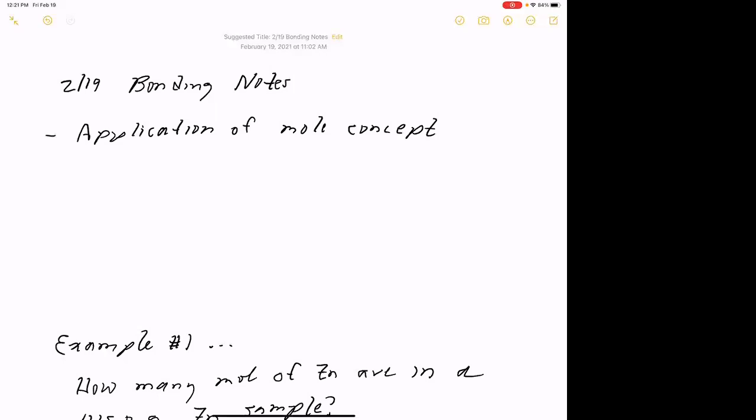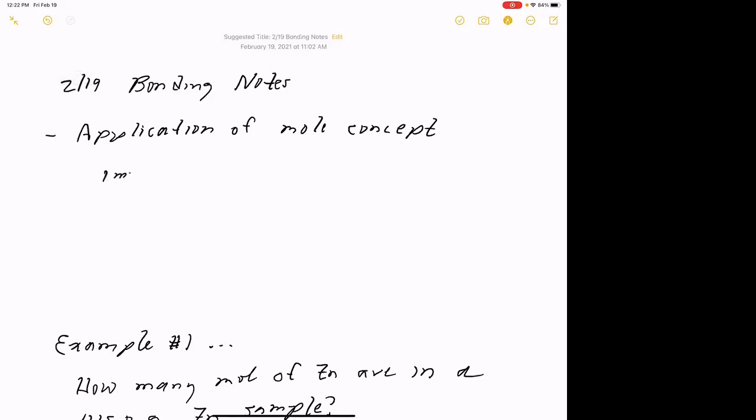Once we get comfortable with application of the mole concept to atoms, we can extend it out to molecules and other more complicated things. All right, so remember, we really have two ways that we can think about the mole concept. I can talk about it in terms of the number of items that are in a mole. So let's just review that real quick.